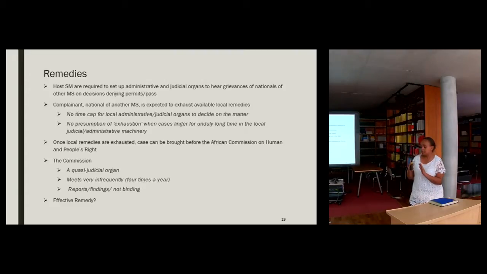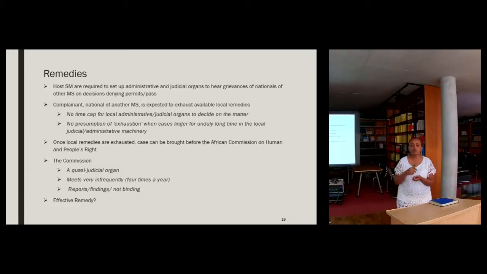And again, on the natural person who's traveling from one state to another state, there is a requirement that the person has to exhaust the available local remedy. So it means I have to go to either the administrative or judicial organ, which is introduced by the host member country. But there's no time cap. For how long am I supposed to wait for the officials or for the court to decide on my case? There's no time cap on that.